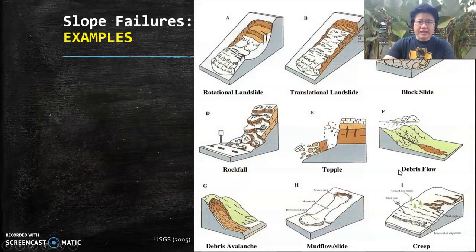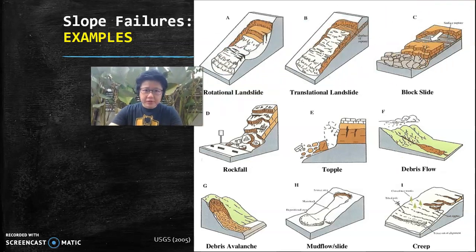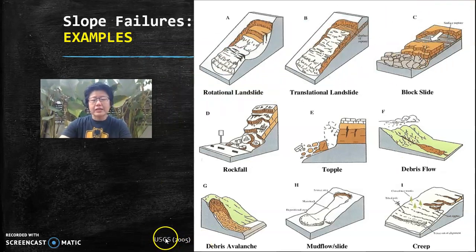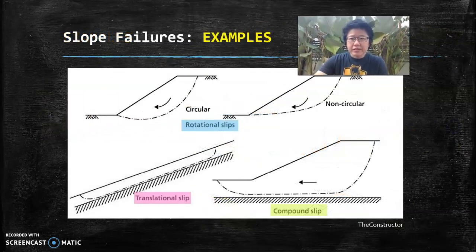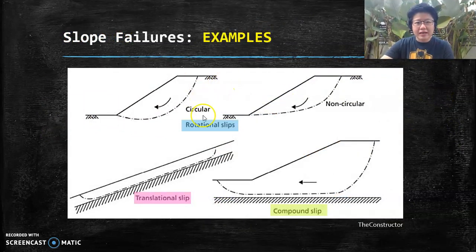Okay, now according to the United States Geological Survey, USGS, these are the definitions of slope failure that we can have. So you can see rotational, translational, block slide, and so on and so forth. And maybe sometimes it's difficult to classify them as one. Sometimes it's a combination of one or two or even three. And in geotechnical engineering, typically we'll just say that they are either rotational slips or translational slips, or they are a compound slip.